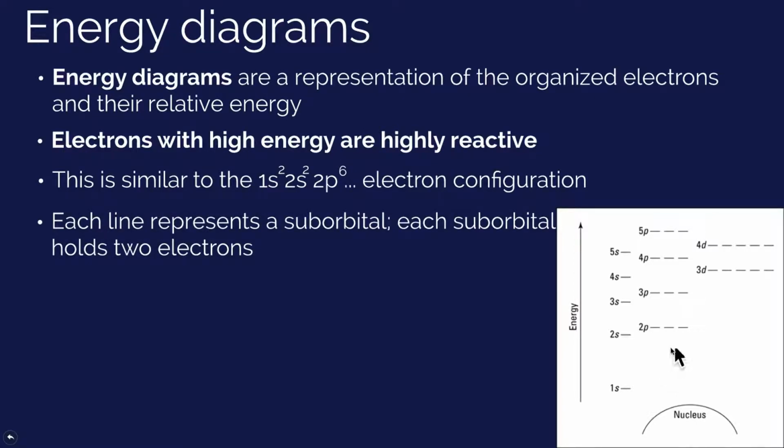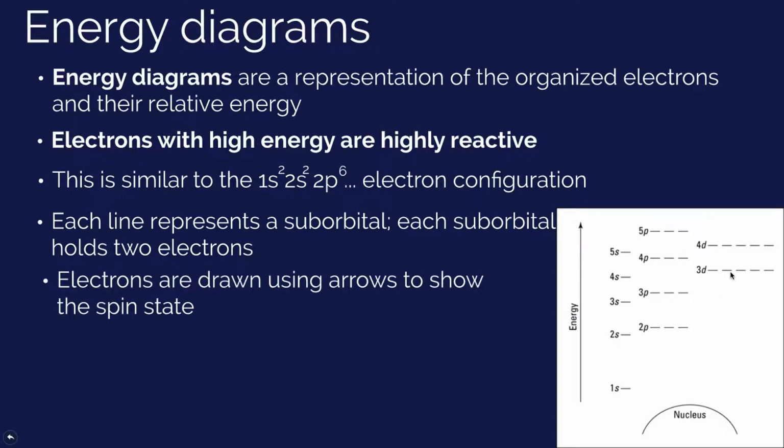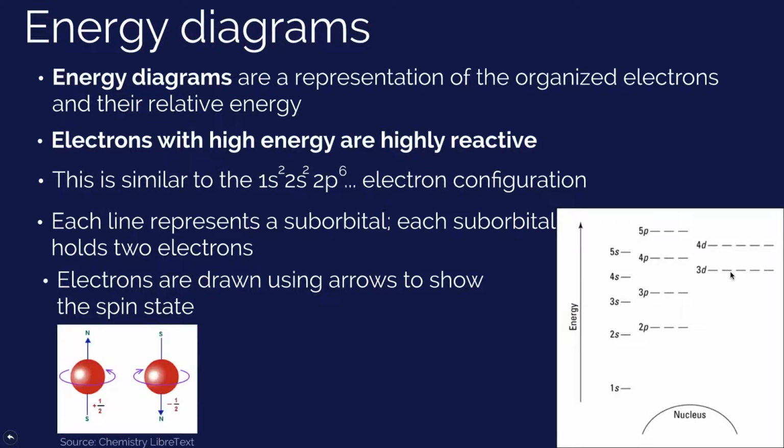For each of these lines, you'll notice that some have just one line, some have three lines, some have a set of 5 lines, something like that. Each single line represents a suborbital, and in each suborbital, you can have 2 electrons. And the way that we draw our electrons is that we use arrows to show what their spin state is. So here we have 2 options because electrons can either be spinning in a clockwise direction or in a counterclockwise direction. But to simplify it for us a little bit, we just use either an up arrow or a down arrow to show which way they are spinning.